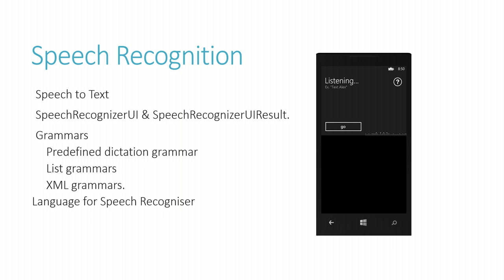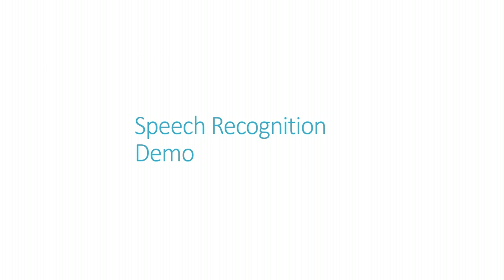The third option is to use XML grammar, which is nothing but the SRGS, that's the speech recognition grammar specification, which can be used for the speech recognition. It is also possible for your app to change the language for speech recognizer from the supported speech cultures in your app. So let's get into some demo now for the speech recognition.